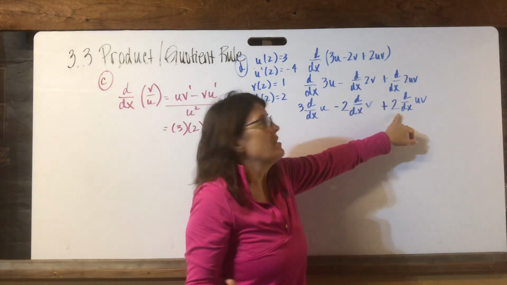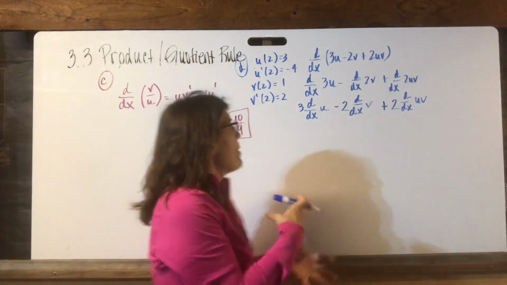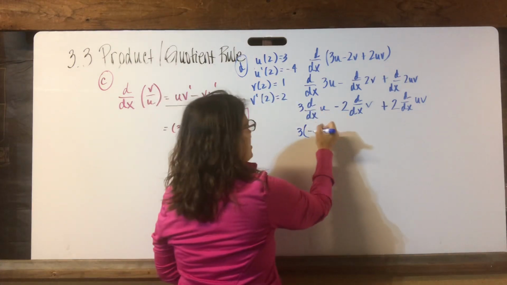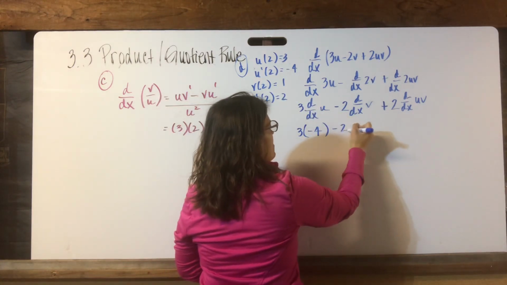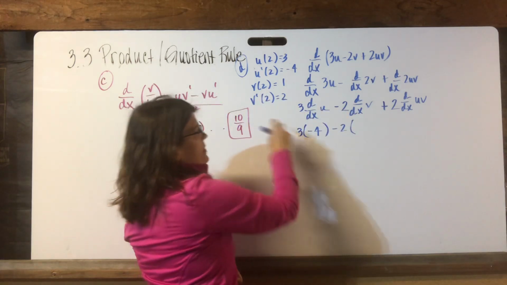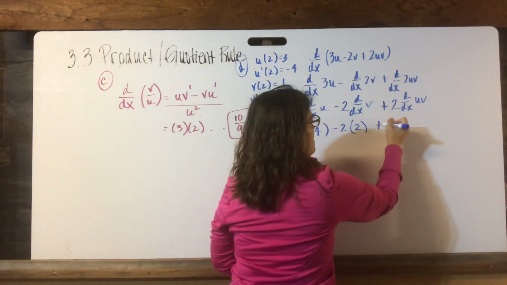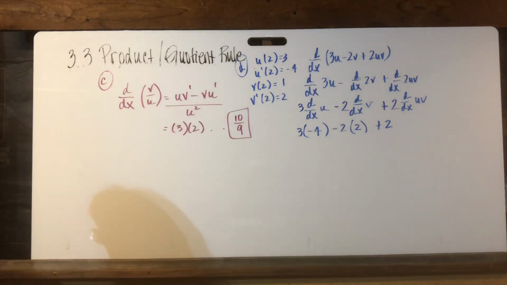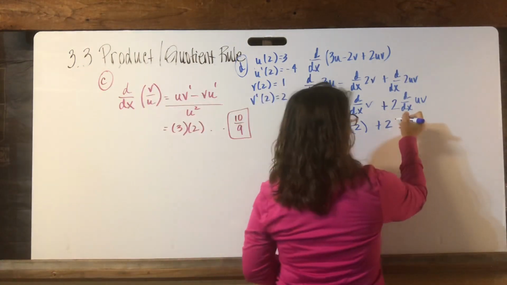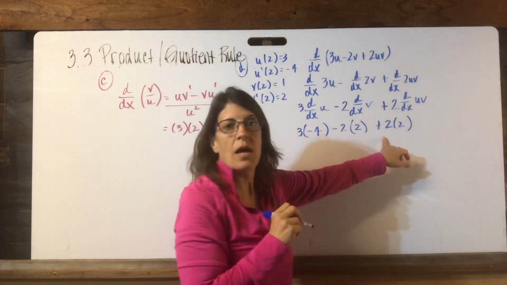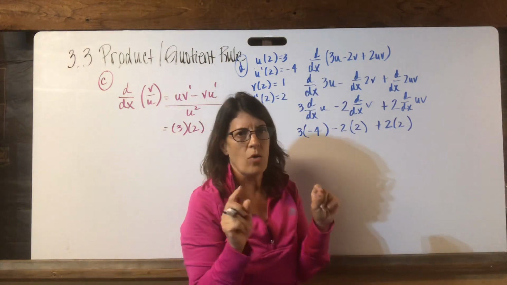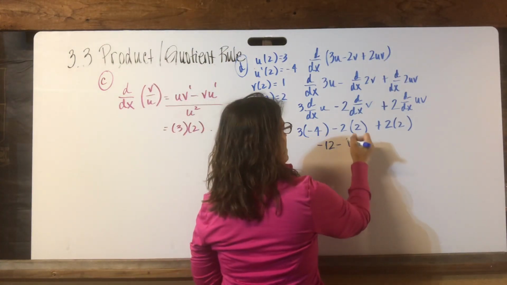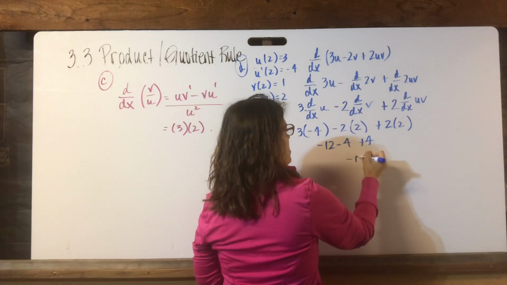Okay, I erased it, but this just comes from part A. So now it's a plug-in. So this is 3 times the derivative of u, which is negative 4, minus 2 times the derivative of v, which is 2, plus 2 times whatever we got. I believe this is 2. This might be wrong. I might be looking at the wrong place in my notes, so you'll have to double check. So this is negative 12 minus 4 plus 4, which is negative 12.